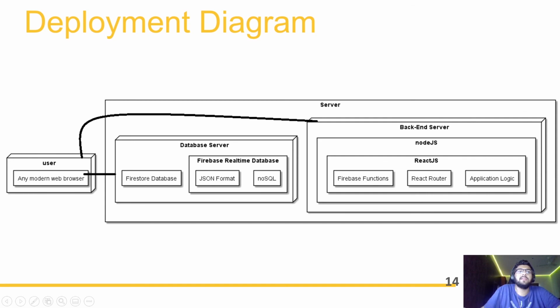All of this is connected to the database server via FTP protocol. So we can use file transfer protocols to store and access data from Firestore database, and we can also do the same with Firebase real-time database. The real-time database stores information in JSON format, and it is also a NoSQL type database.